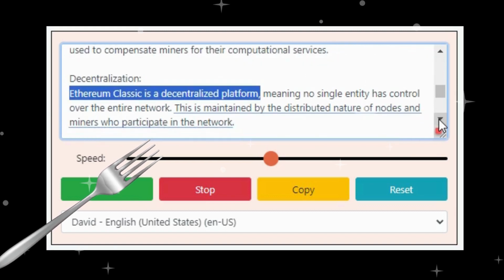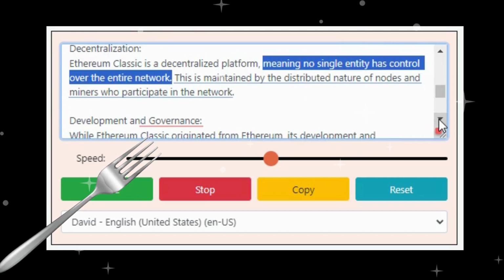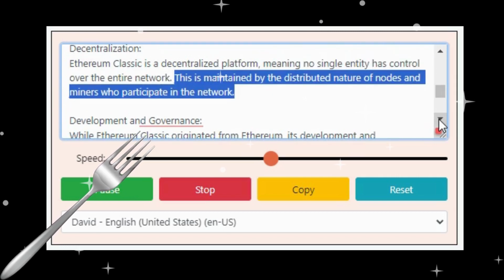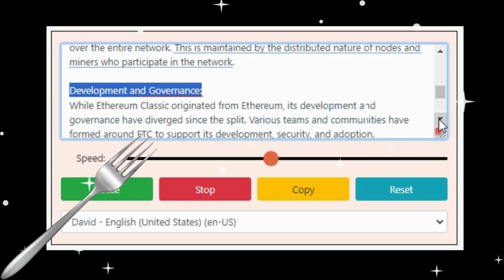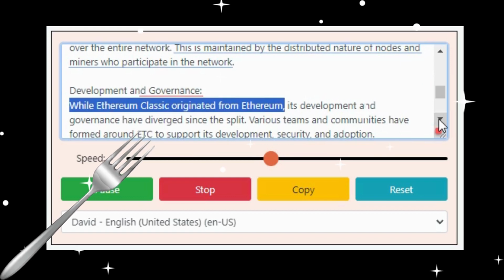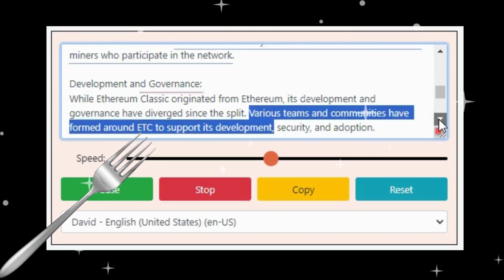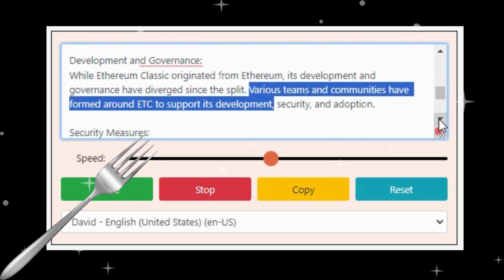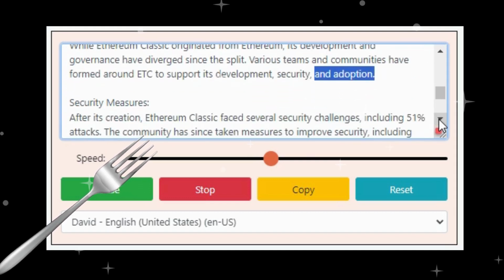Decentralization. Ethereum Classic is a decentralized platform, meaning no single entity has control over the entire network. This is maintained by the distributed nature of nodes and miners who participate in the network. Development and governance. While Ethereum Classic originated from Ethereum, its development and governance have diverged since the split. Various teams and communities have formed around ETC to support its development.